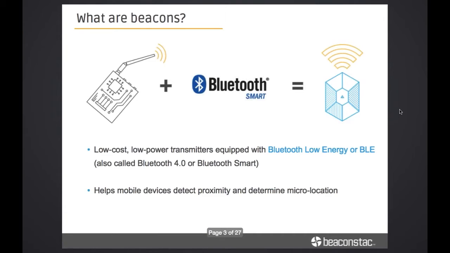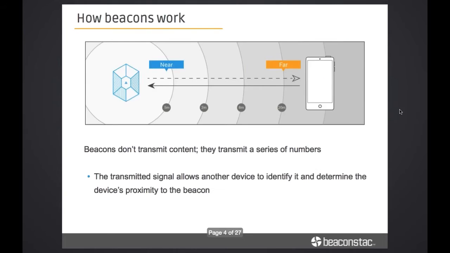And that's really what are beacons. Beacons are low cost, low power transmitters. They're equipped with Bluetooth Low Energy, also known as BLE, also called Bluetooth 4.0 or Bluetooth Smart. They're all the same thing, really. And these transmitters essentially are transmitting a BLE signal, which mobile devices can detect. Once they detect the signal, they can use that to determine proximity and what is known as microlocation. Now, I know everyone dialing into this webinar probably already knows this, but it doesn't hurt to cover the basics. So, yeah, that's how beacons work.